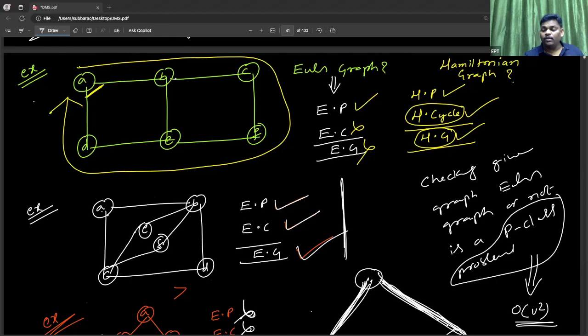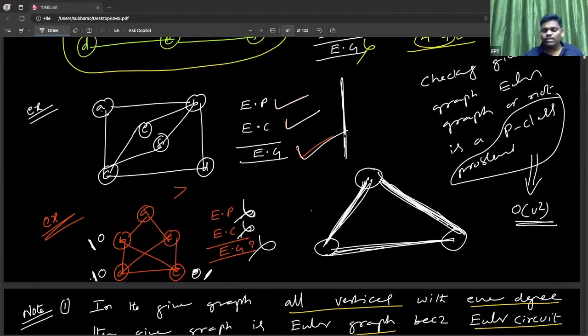Chalo then. Now see, everyone give the answer. What is the answer of this problem? At least a Hamiltonian path possible? Hamiltonian path possible. Now see this one.